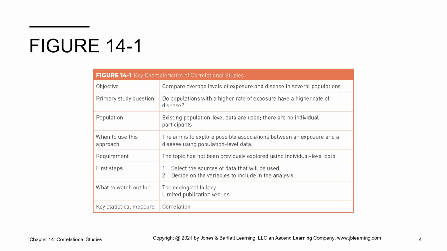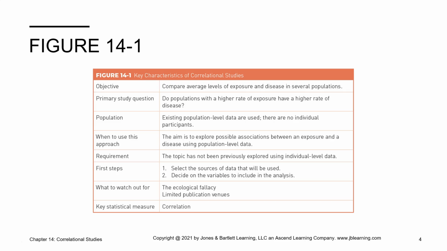Figure 14.1 goes over key characteristics of correlational studies. The objective is to compare average levels of exposure and disease in several populations. The primary study question could be something like, do populations with a higher rate of exposure have a higher rate of disease? The population includes existing population level data, but no individual participants are included, and that's the most important thing to note about this type of study design.